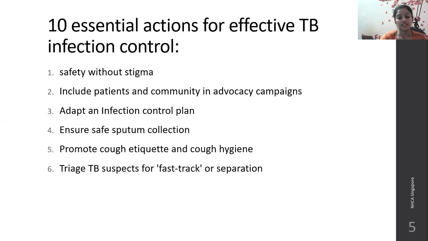Triage the TB suspects for fast track separation. So screen all the patients on arrival for chronic cough which is lasting more than 2 to 3 weeks, who have fever, weight loss, night sweats, or are coughing out blood. Okay, and who have a past history of contact with a suspected TB case. Okay, you have to triage these patients, you have to separate them. These cases should be fast tracked. Rapid diagnosis and care services should be provided in these cases.